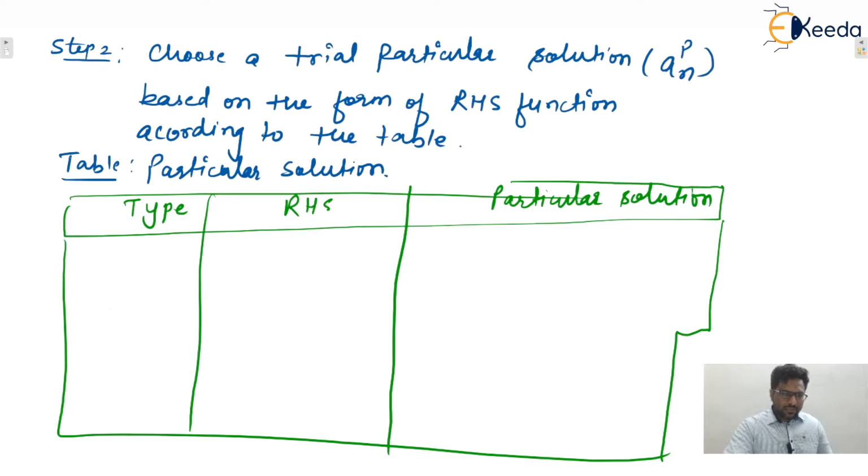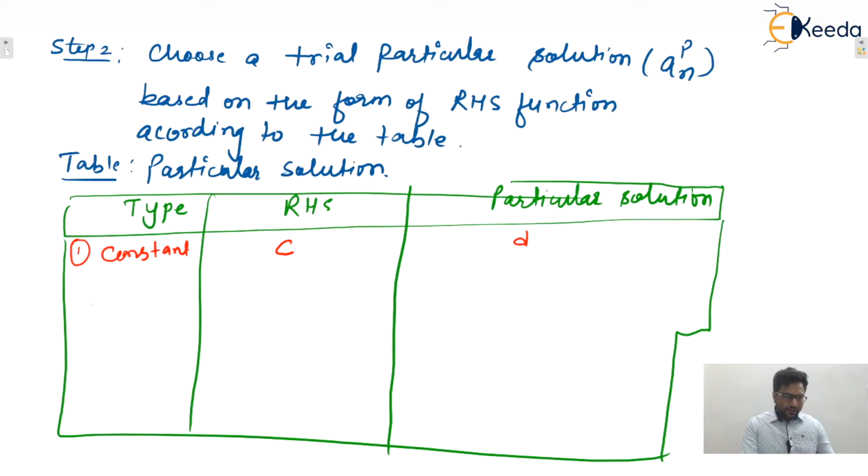First one: in the given recurrence relation, after shifting all the recursive terms to the left hand side, let's say in the right hand side there is a constant function. If it is a constant function, then choose a particular solution that is d. d is also a constant.